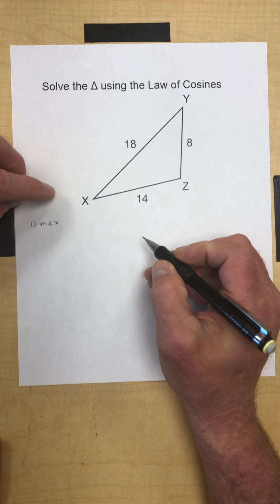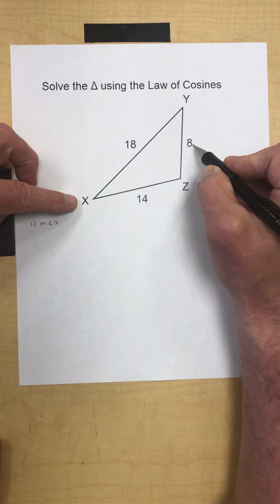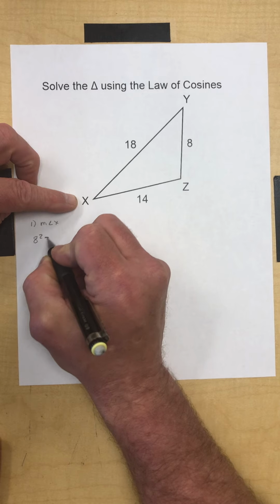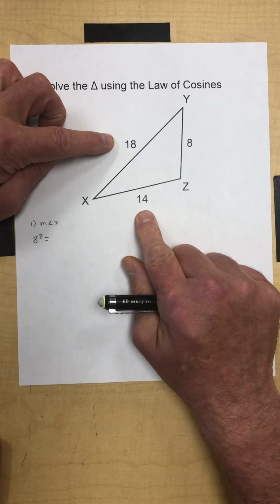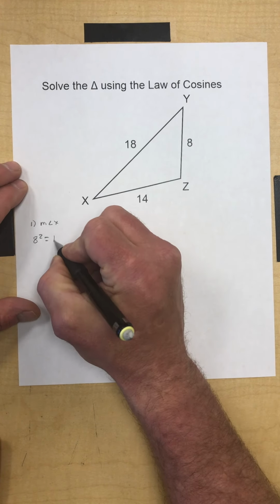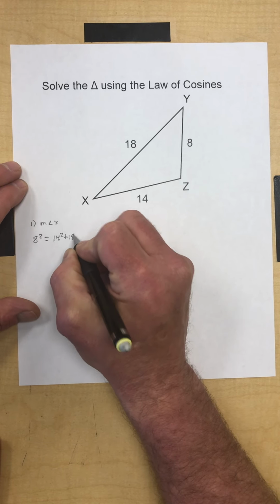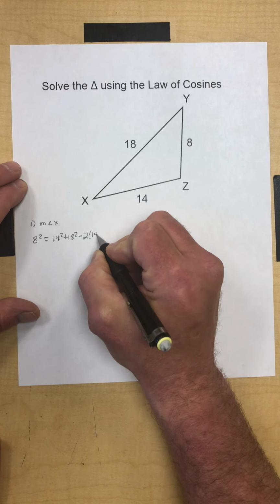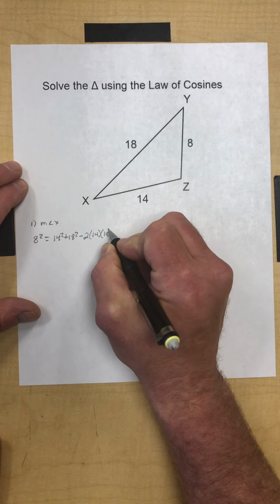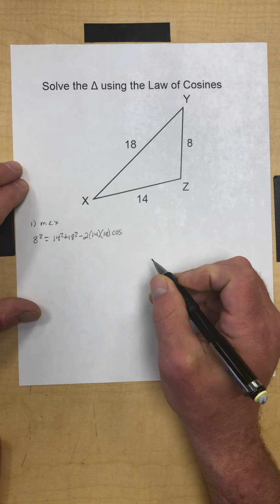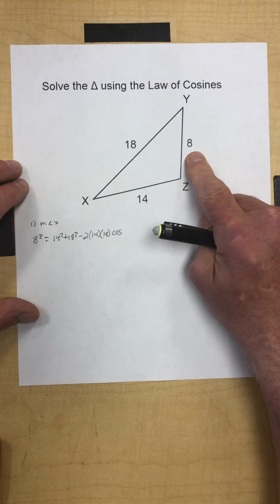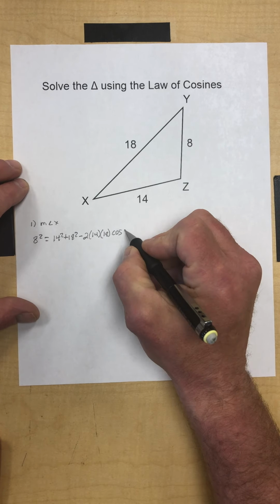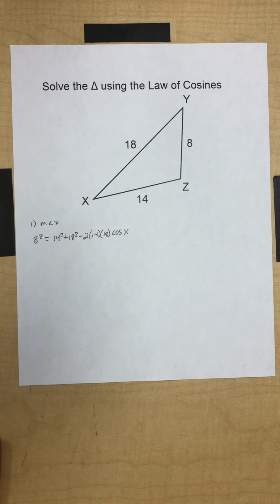So if I'm applying the law of cosines, we have to start with the side opposite angle X. So we go 8 squared equals the sum of the other 2 sides squared. So that'd be 14 squared plus 18 squared minus 2 times these other 2 sides, so 2 times 14 times 18 times the cosine of the angle opposite where I started. I started with 8 squared, so the cosine of angle X, and that's what I'm trying to find, the measure of angle X.